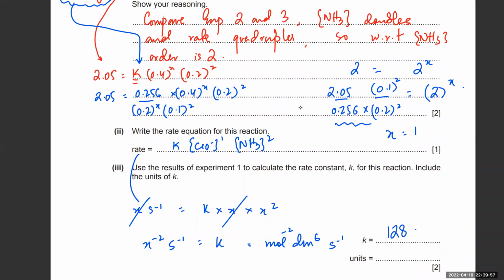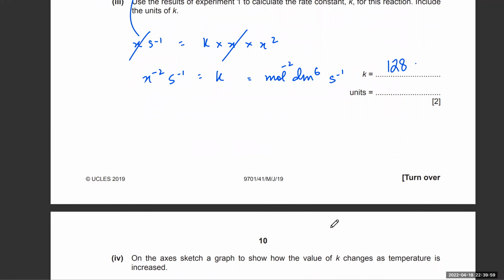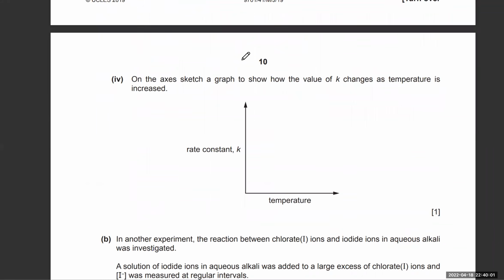Those are your units. Now, moving on to the next part: on the axes, sketch a graph to show how the value of K changes as temperature is increased. Now, remember that the rate constant only changes with one thing, just like an equilibrium constant. The rate constant is actually kind of linked to the equilibrium constant.